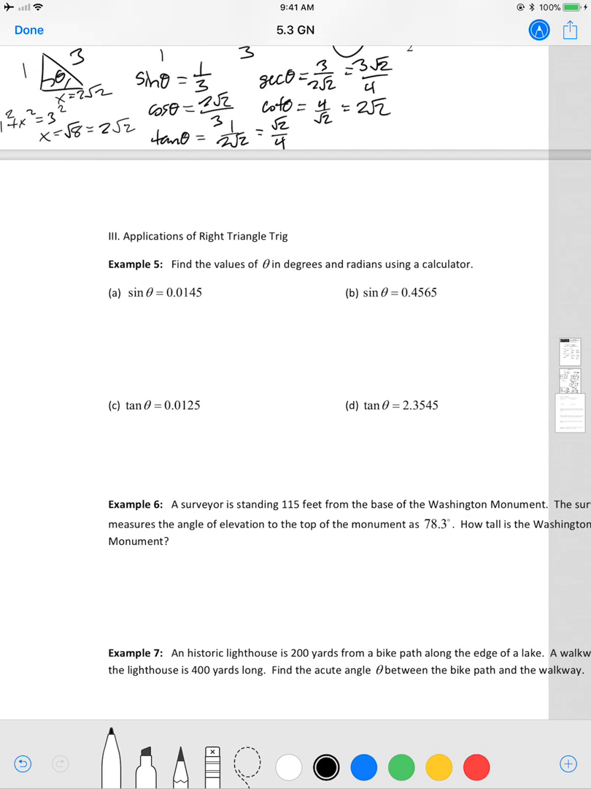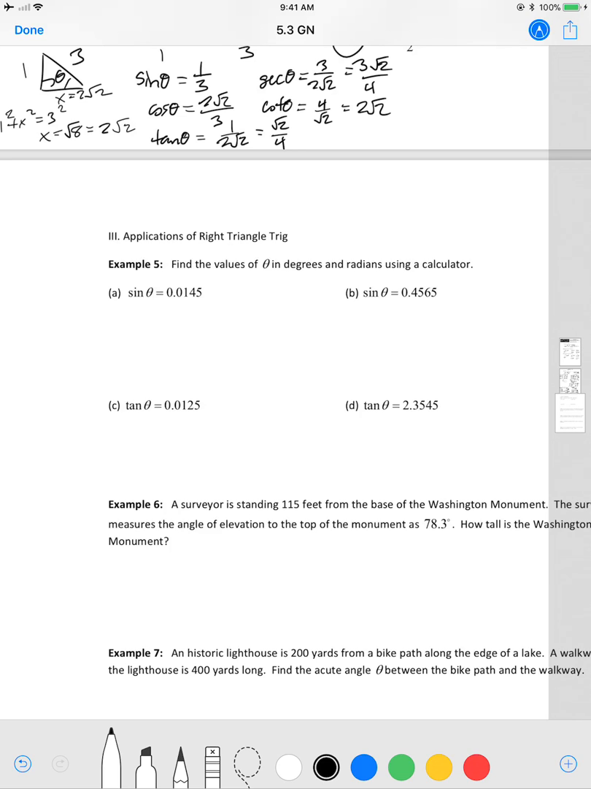And it's word problems, applications, which I'm so excited for. I know you are, at least I hope you are. We're going to start with example 5. And this is kind of easing us into a topic that we'll cover much more in depth later this unit. But for now, we're just going to start thinking about this and using a calculator. Find the values of theta in degrees and radians using a calculator.